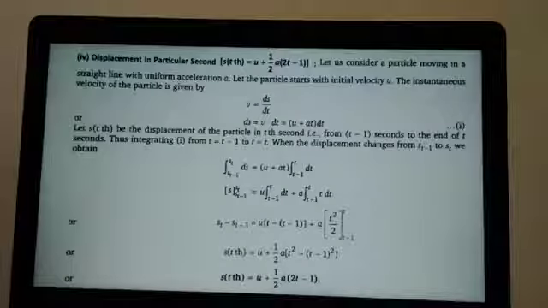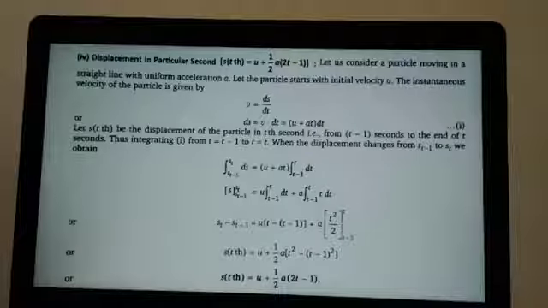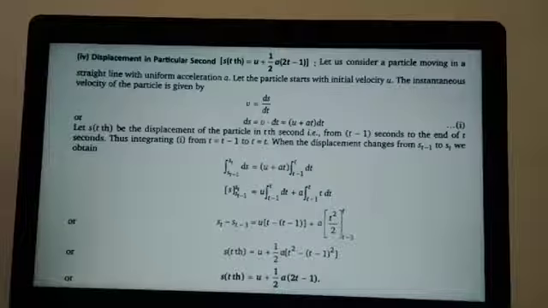Okay, then t square and minus t square get cancelled. The remaining term will be 2t minus 1. So s_th will be u plus half a into (2t minus 1). That is your fourth equation of motion.